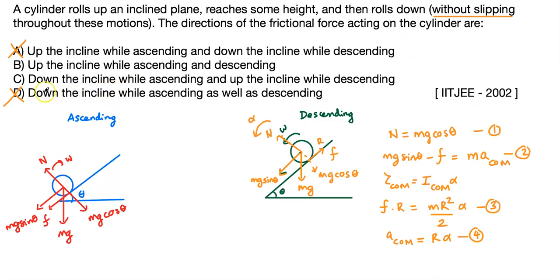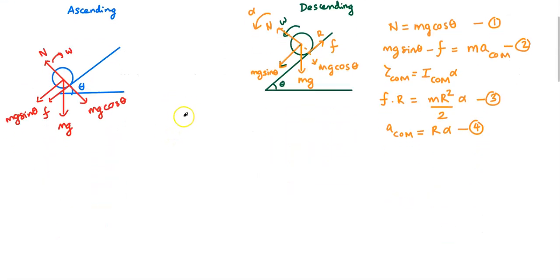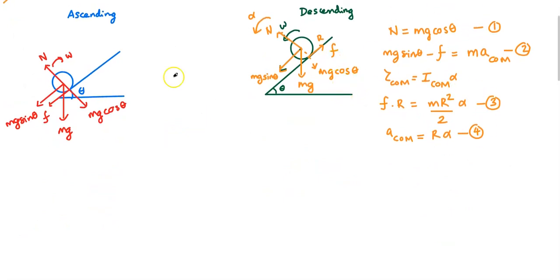And so at this point it seems like we're almost done. So before I go ahead and tick down the incline while ascending and up while descending, I just want to draw the free body diagram or write down the equations similar to what we did here, just to make sure we're 100% correct. So this was the descending case, and let's write down the equations for the ascending case now. So in this direction, the acceleration of center of mass is 0, so N is going to equal mg cos theta. That's number 1.